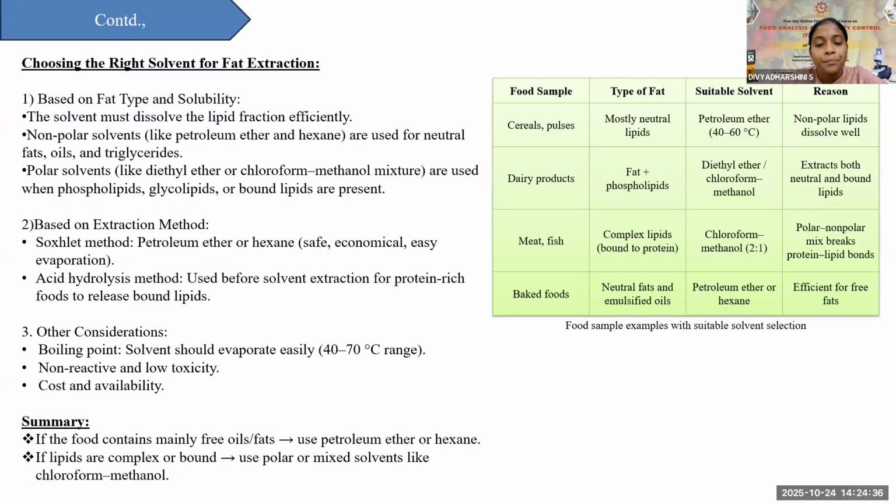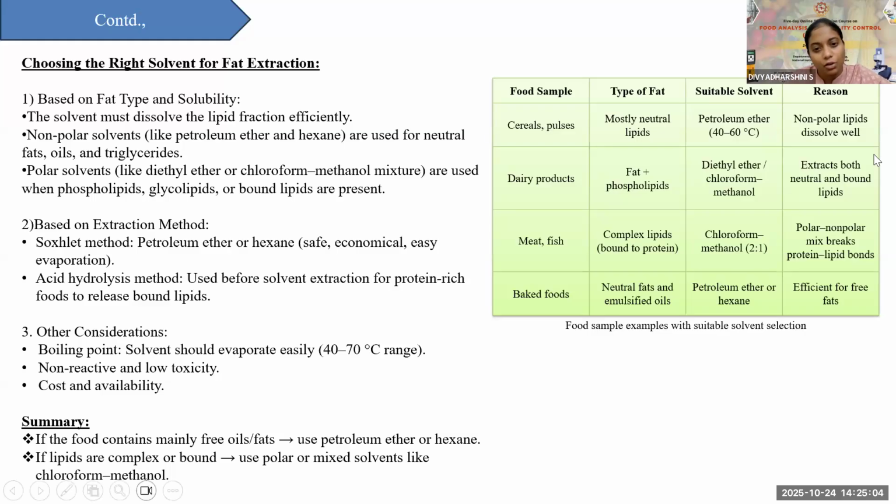We will have to go with the polar solvents, either a single solvent or a double, which is a mixture of both solvents. For example, chloroform and methanol in a ratio, extracting both the neutral as well as the bound lipids. Neutral lipids will be extracted easily. Compared to the bound lipids, which need more efficient extraction, we also need a proper solvent to extract them.